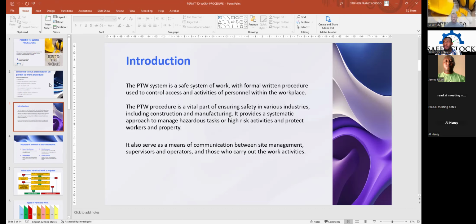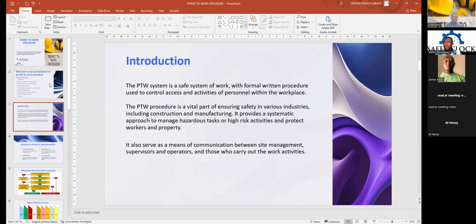Okay, so it also provides a systematic approach to manage hazardous tasks or high-risk activity and protect workers and property as well. You know, so the focus is not just only on workers. To a certain extent, it could also protect property.